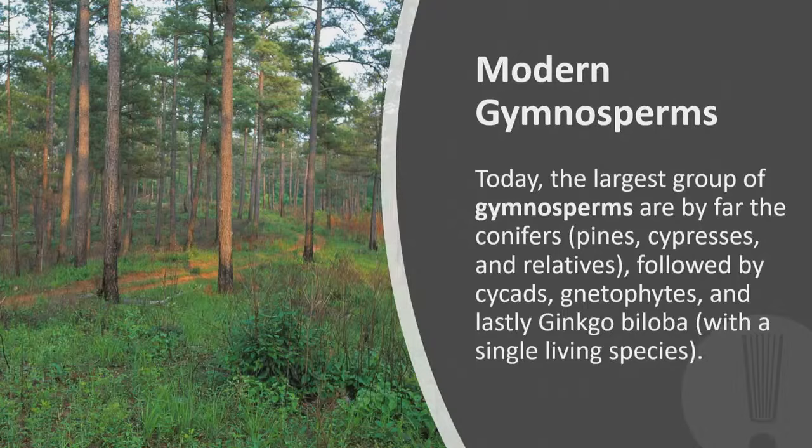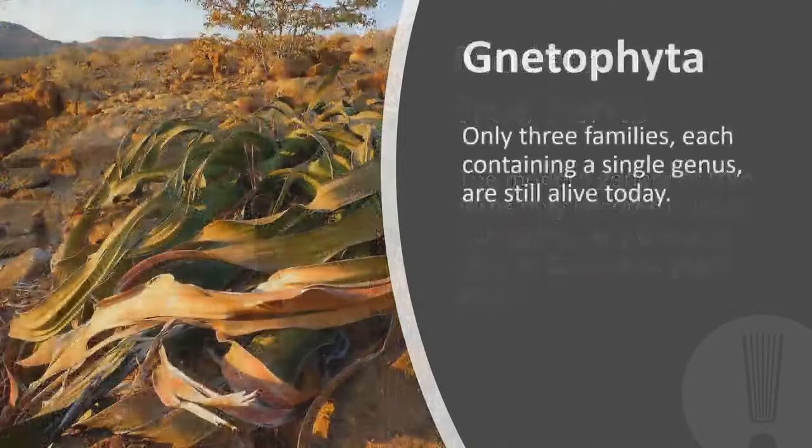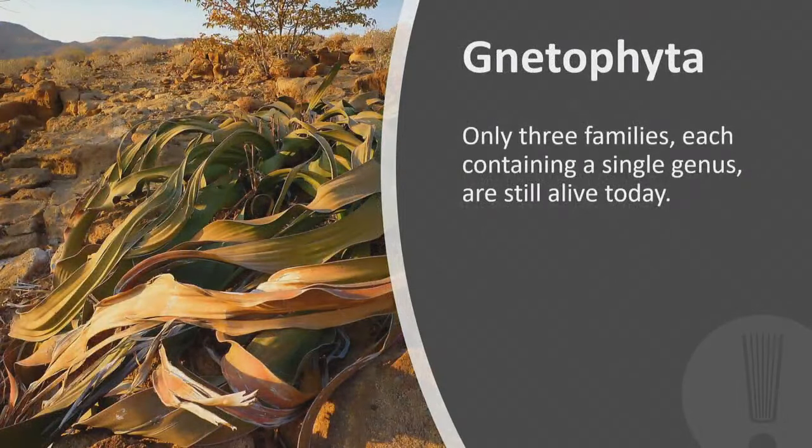I think we said about 200 living species, and gnetophytes, which there are only a few species of those still around. And then lastly, Ginkgo biloba is the last surviving species of the ginkgophytes. Modern tree ferns. The modern genera of tree ferns only become evident during the early Cenozoic. They are still around. Like I mentioned, only three families, each containing a single genus of Gnetophyta, are still alive today.